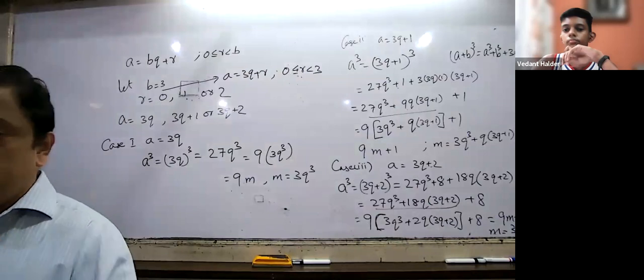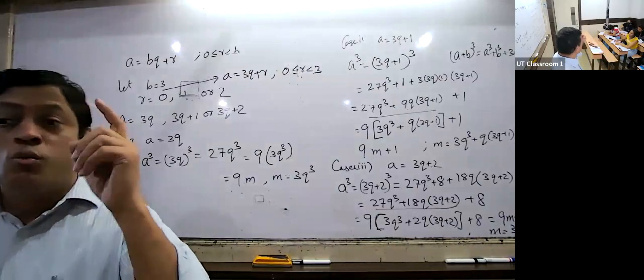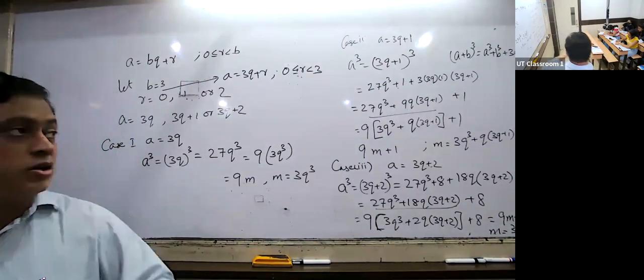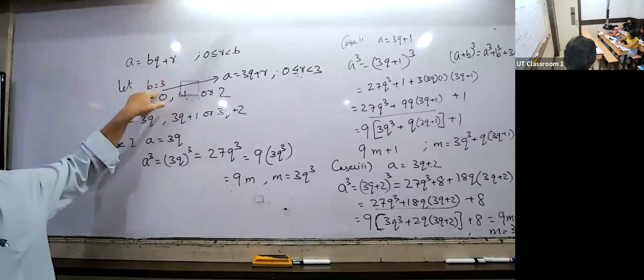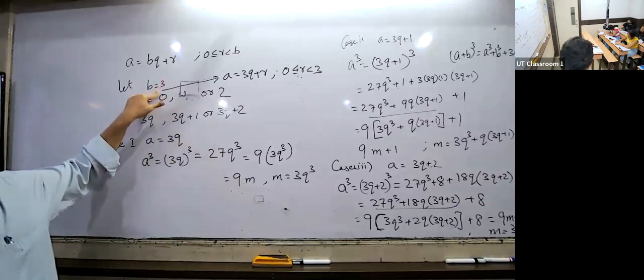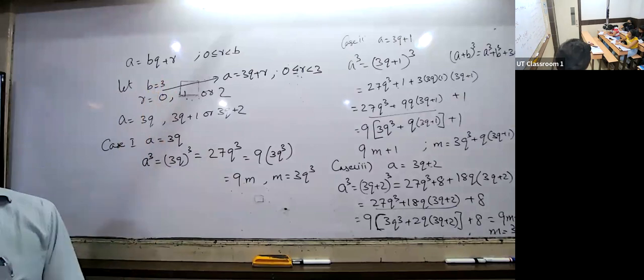If it is 4, then 4 cube is 64, which is also not a multiple. The important thing is, 2-3 people asked why B is taken. B is the most important thing. The value of B is most important. Then the steps will come. If B is wrong, the answers will not come.